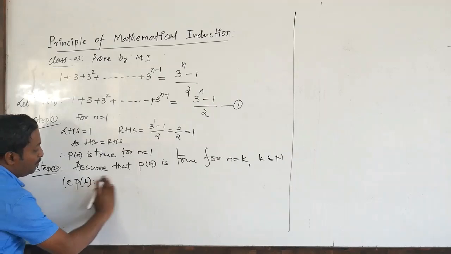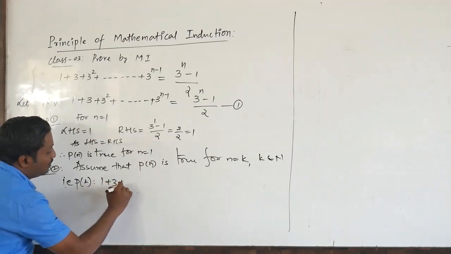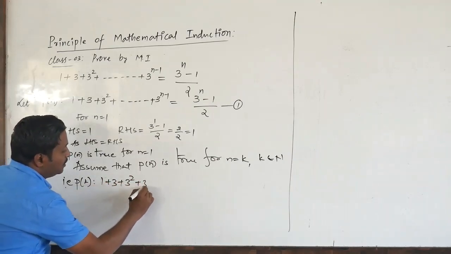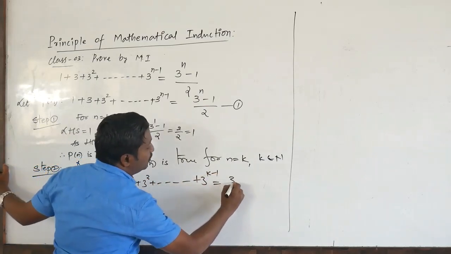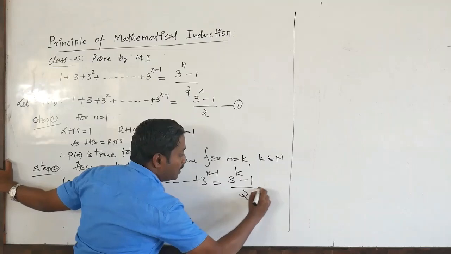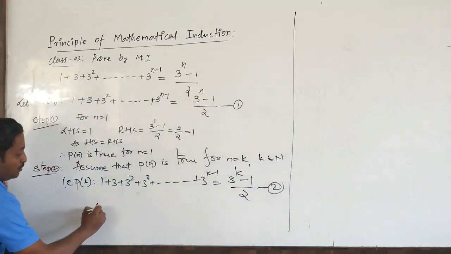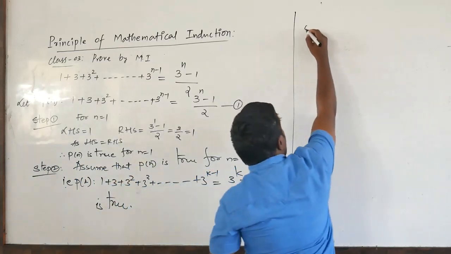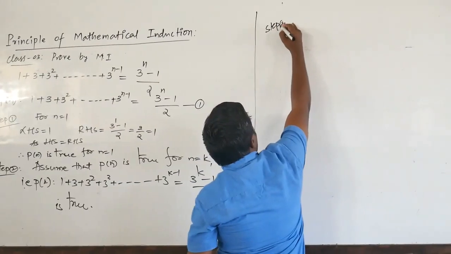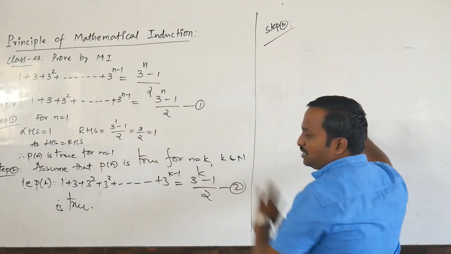I will solve this fast because you already know this: 3 square plus 3 cube and so on, you can write plus 3 raised to k minus 1 is equal to 3 raised to k minus 1 by 2, is true. Step 3 is very important, that's why I am giving the stress to this step only.